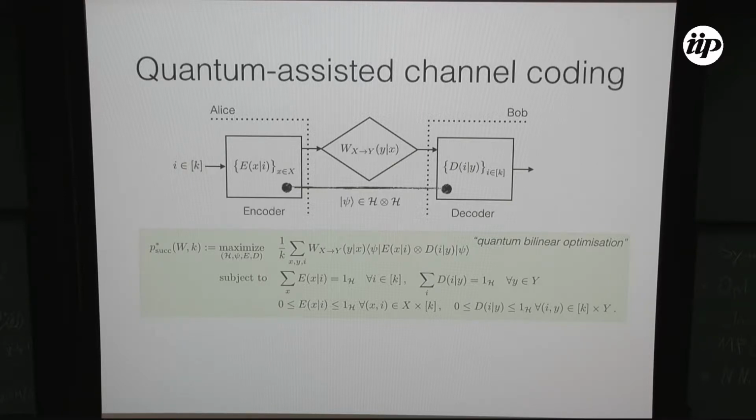So that's the picture, that's the setting. If you want to write down what this means mathematically, then you end up with a program like that.